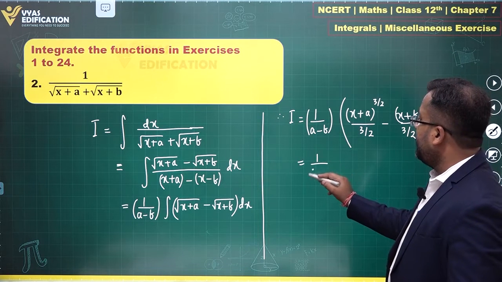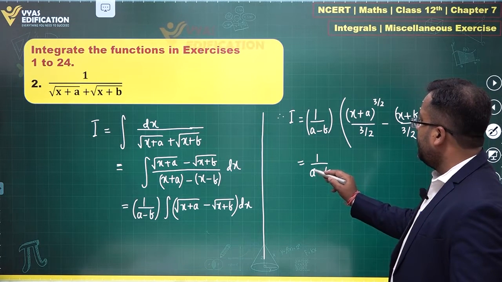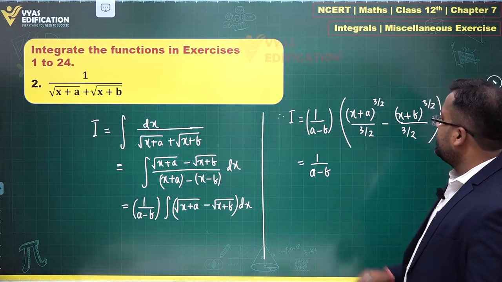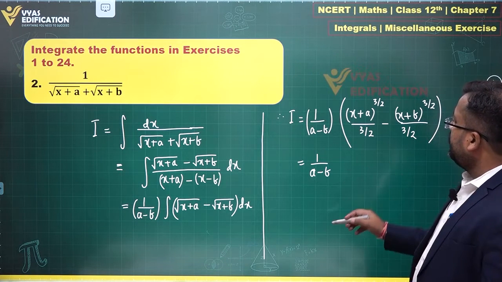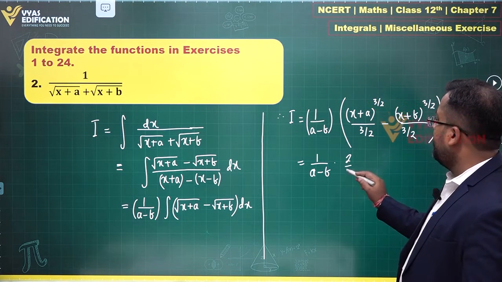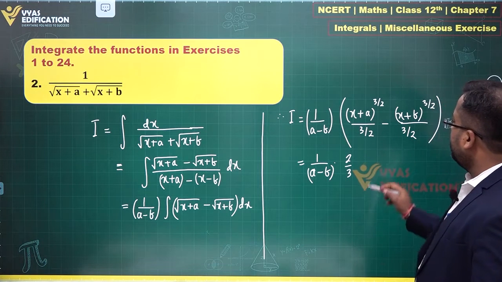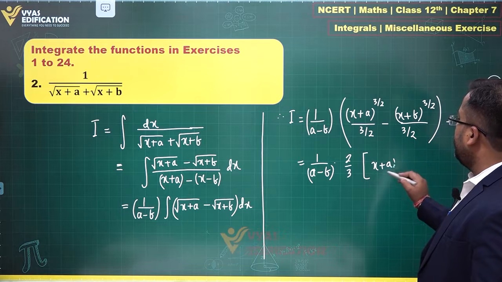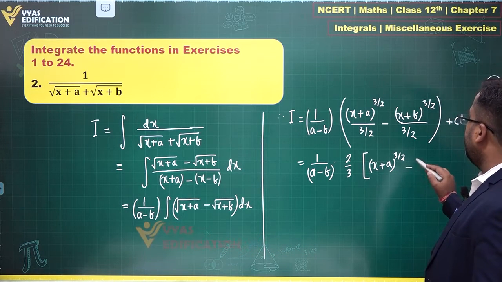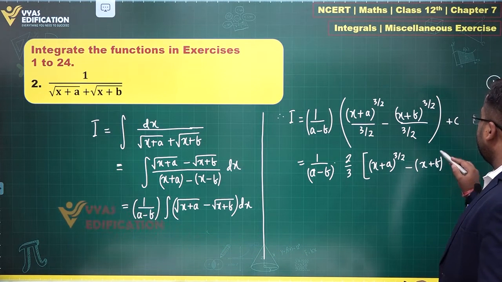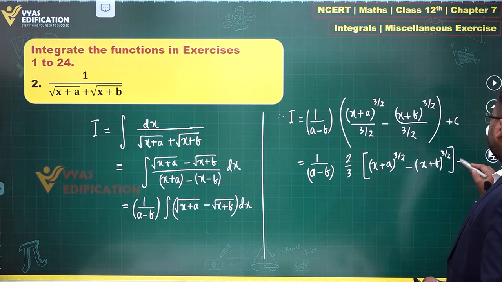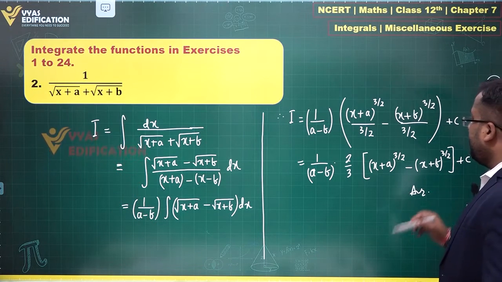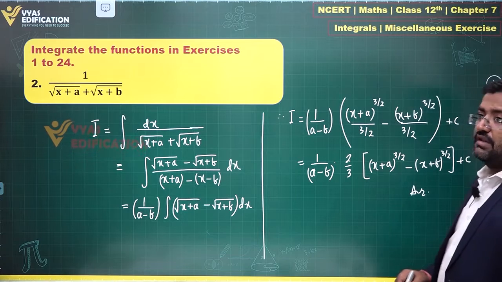Okay, so 1 upon a minus b is okay. And what else? You have a 2 by 3 coming out common from here. And in the bracket you have x plus a power 3 by 2 minus x plus b power 3 by 2 plus a constant of integration. That is my required answer for this question, as you can see over here.